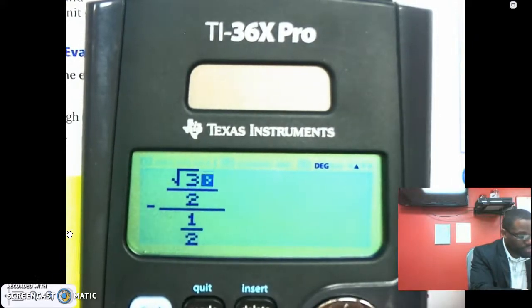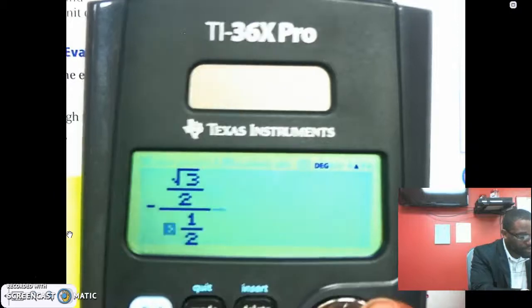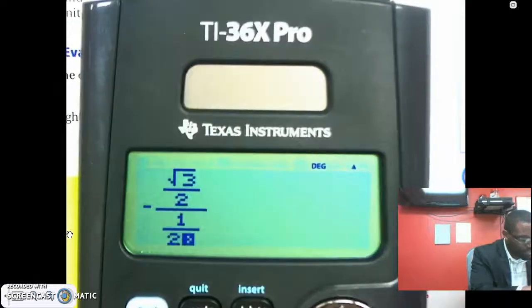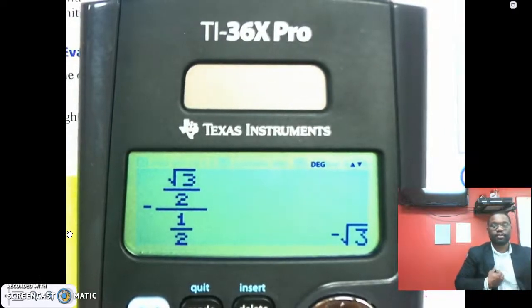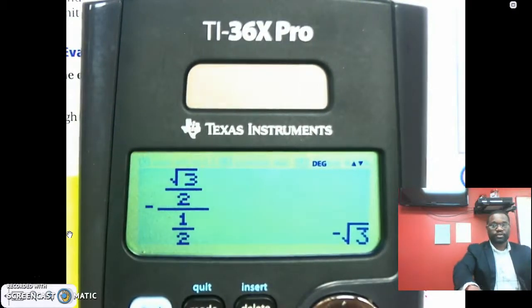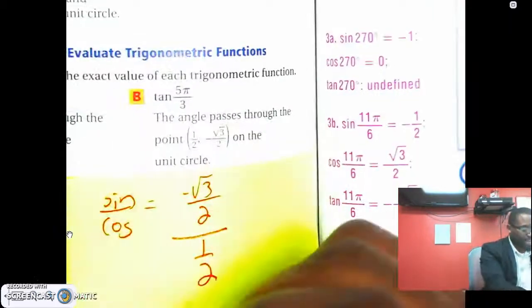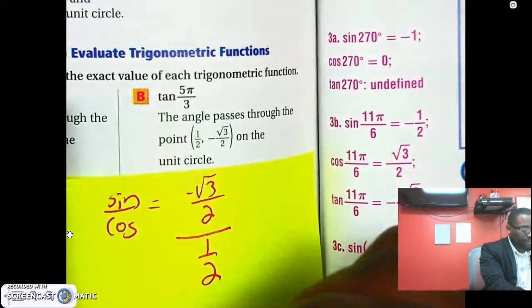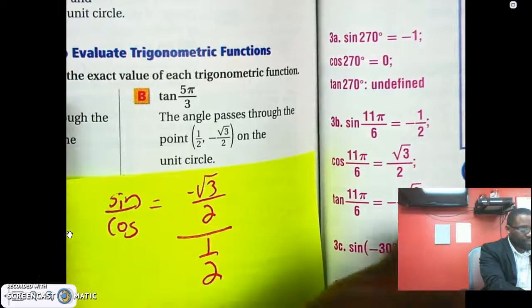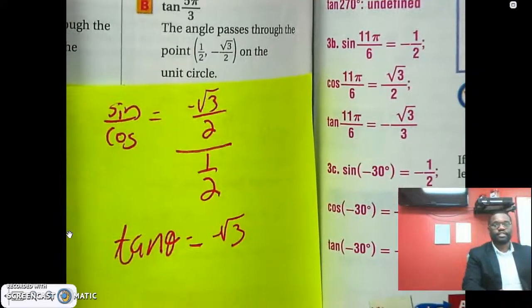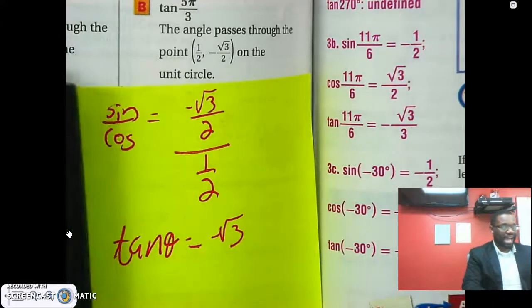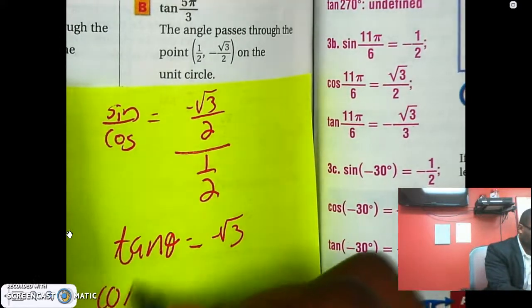All right, so as I put that in my calculator, I can just hit enter, and look, it gives me negative square root of 3. So that means that the tangent is negative square root of 3. Sorry, couldn't see that. The tangent is negative square root of 3. What if I ask for the cotangent? What if I ask for this?